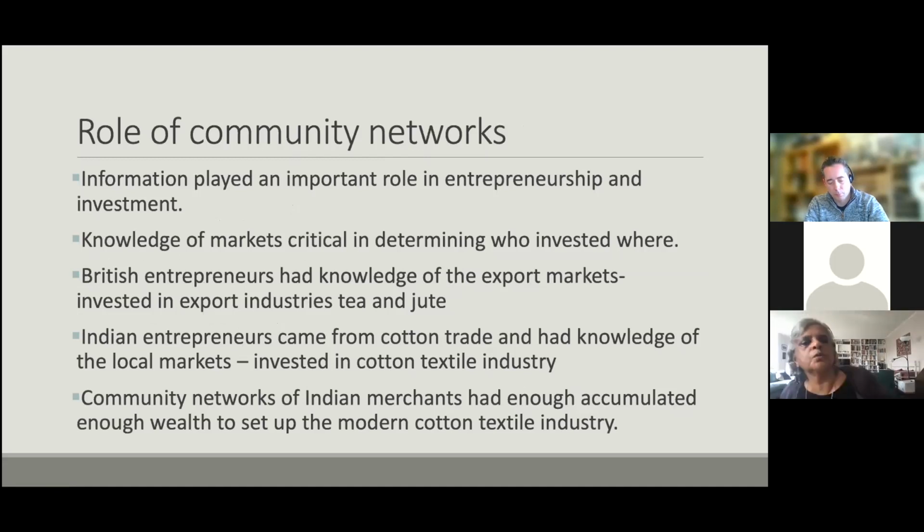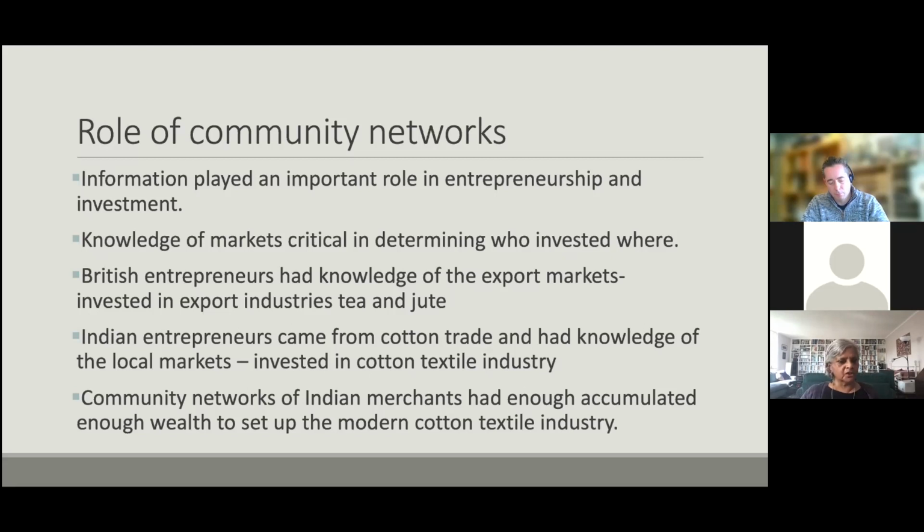So let me now come to the role of community networks. Why do we think that this would be an important factor in industrial investment? So if we go back to Morris's argument of the Rashomon effect, information played an important role in entrepreneurship and in investment. So the knowledge of the markets was critical in determining who would invest in which sector. So the British entrepreneurs had a knowledge of the export markets, and this is where they invested. That is in tea and jute, both export goods. The Indians did not venture in this direction very much until much later.